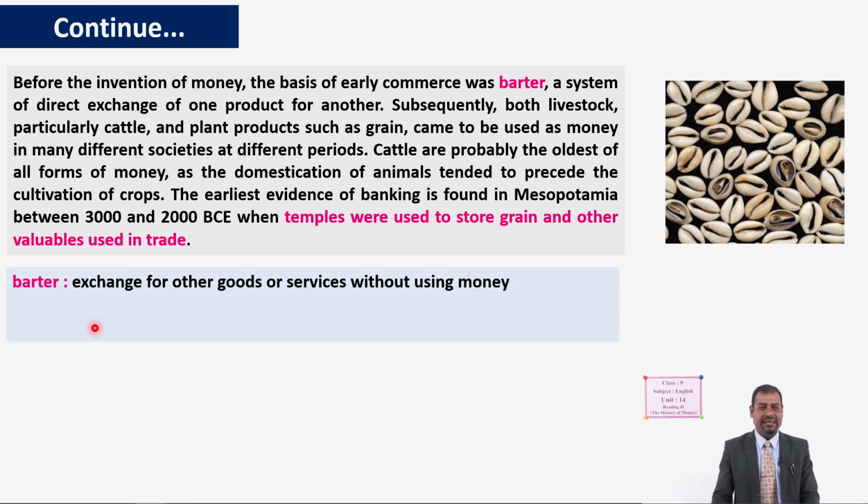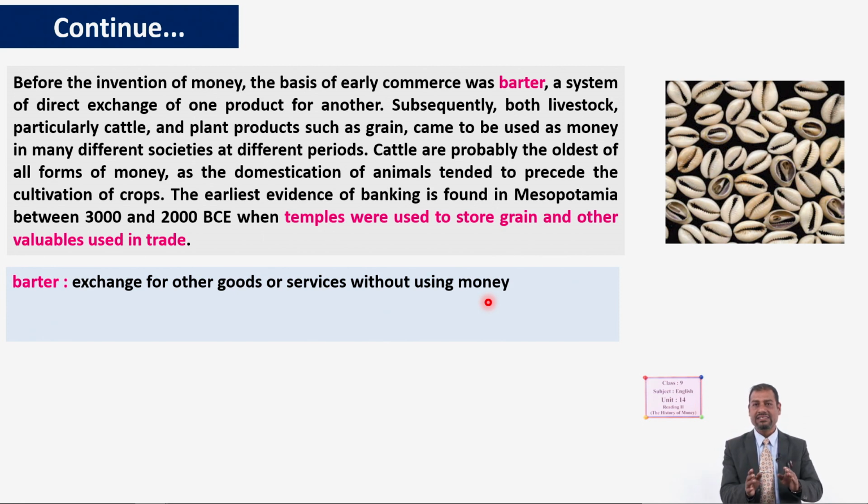Okay, it means exchange for other goods or services without using money. For example, I cannot produce everything myself. So for example, if I want to get rice, then I have to give you something in return. Then only you can give me rice. So if we exchange things like this, which are necessary for our daily life, that is what we call barter system. Okay, so here you can see we don't use money, but we exchange our things, goods. This is what we call barter system.